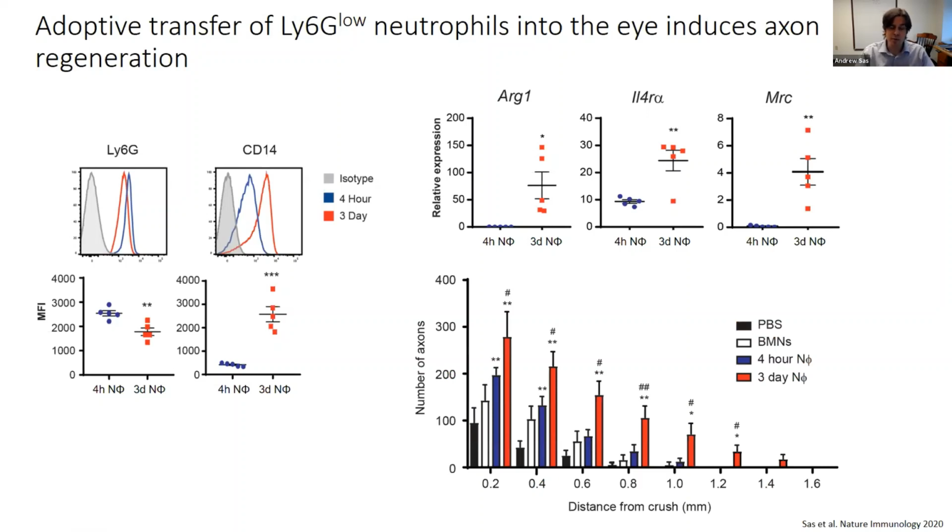And finally, what we did was we purified them, we enriched them, and then we injected them into the eyes of mice that had undergone optic nerve crush. And so the optic nerve was crushed, and then instead of injecting Zymosan into the eye, we just injected the neutrophils. We either injected bone marrow neutrophils, those mature 4-hour neutrophils, or those immature 3-day neutrophils. And what we found when we looked at the number of axons that regenerated was that there were far more regenerating nerves and they grew further with the 3-day neutrophils than with any of the other neutrophil populations.